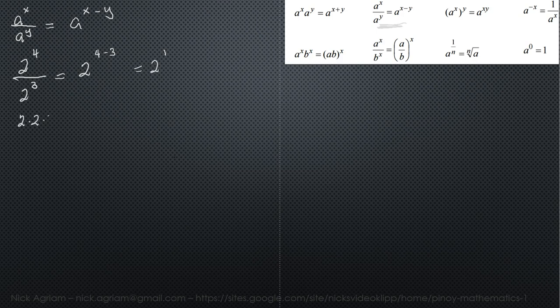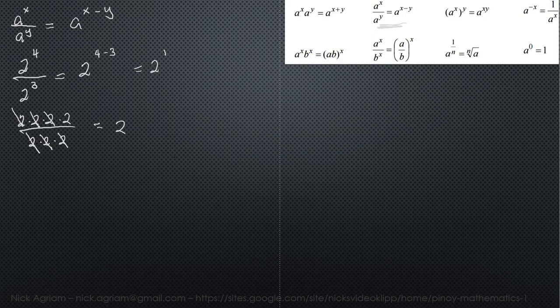2 times 2 times 2 times 2 divided by 2 times 2 times 2. When the numerator and denominator are the same, then it will become 1. So you can cancel the three 2's, and the only remaining is 2 raised to 1, or just 2. That's the numerical proof of this law of exponents. It is called division. The first one is the law of exponents in multiplication.